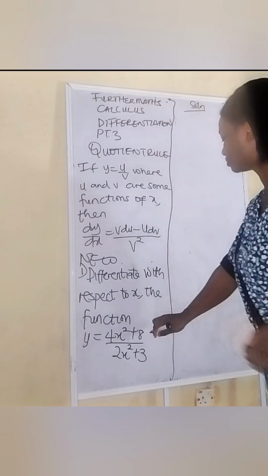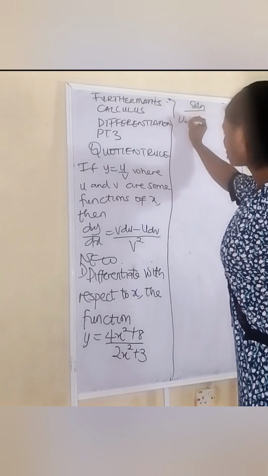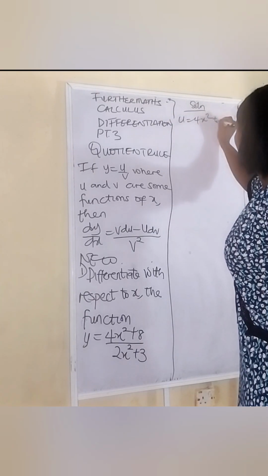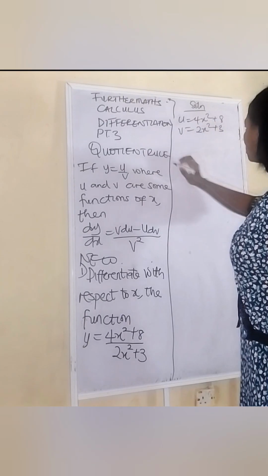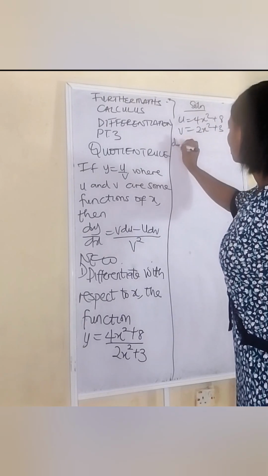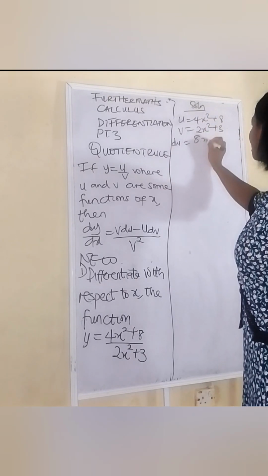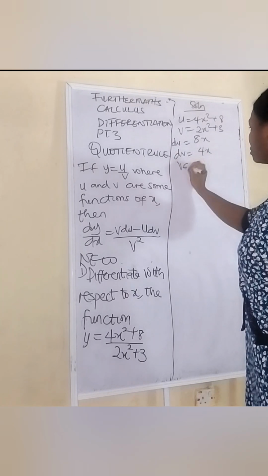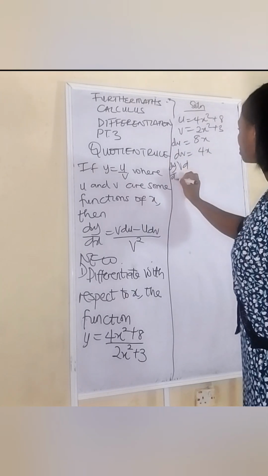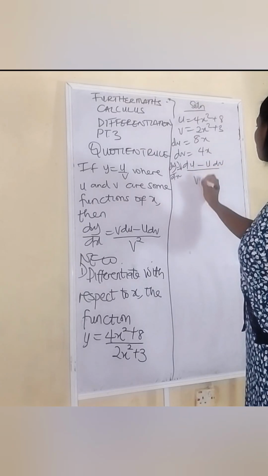So let's do this now. This will stand out as our u. Our u is 4x squared plus 8, and our v is 2x squared plus 3. Now using our formula, du equals, let's differentiate, 8x, and our dv equals 4x. So dy/dx equals (v du minus u dv) over v squared.